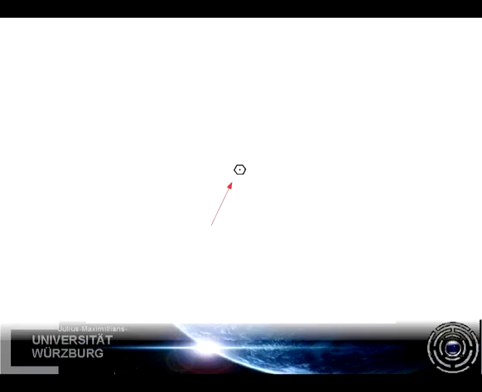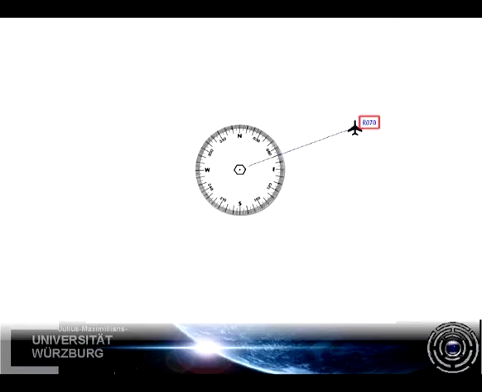This is a VOR, and these are the corresponding radials that it signals out. This is our airplane. As we can see, we are currently on the 070 radial. That means that our bearing from the station is 70 degrees magnetic. Radials are always referencing magnetic north.